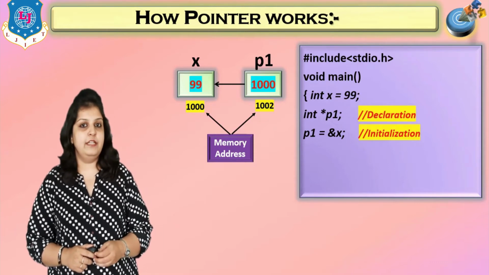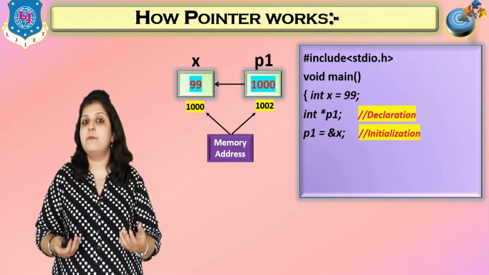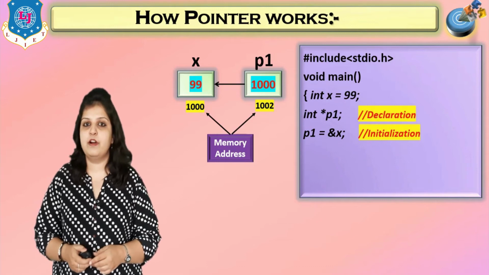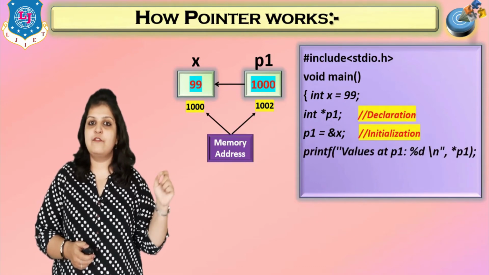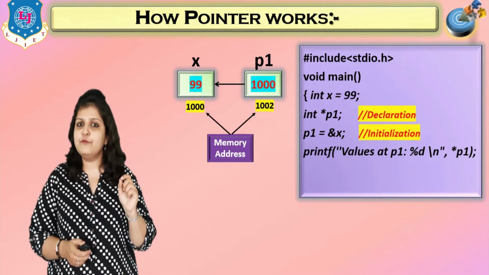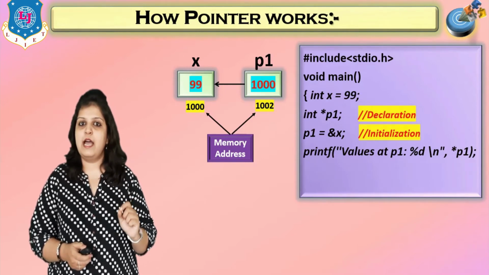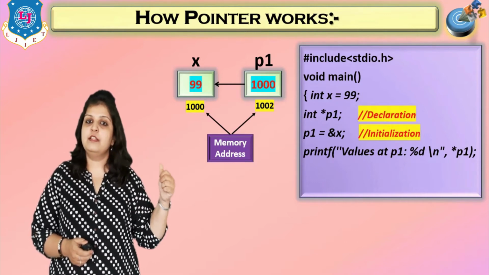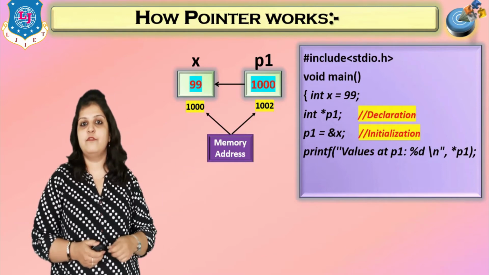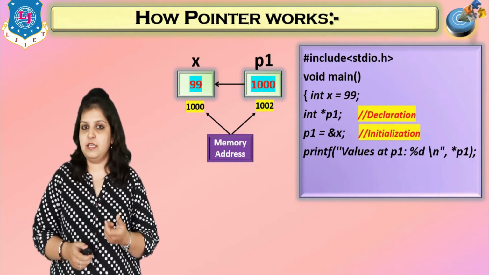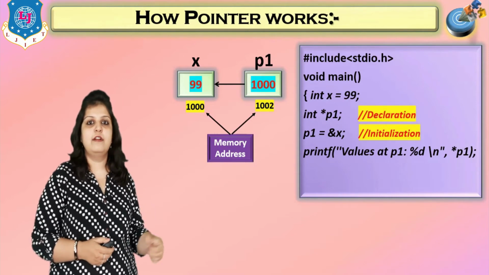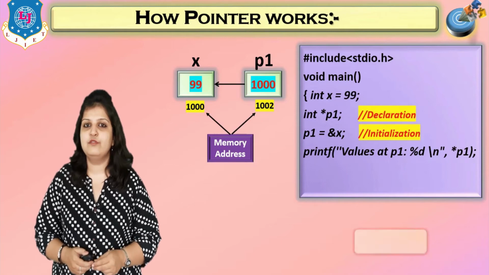Now I want to print the value of x by using our pointer variable only. Then how can we write it? So just see the first printf function: value at p1 is equal to %d, comma and asterisk p1. When you use the dereferencing symbol, it will print the value at the address which is stored in your pointer. So here first of all in p1 the 1000 address is stored, and at the 1000 address the value is 99. So here our output is value at p1 is equal to 99.